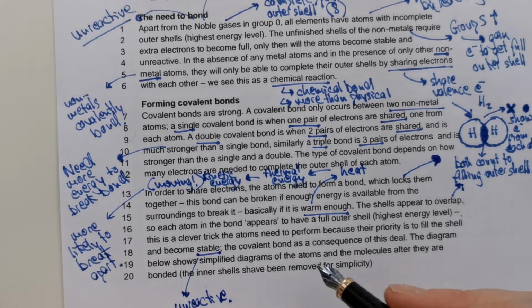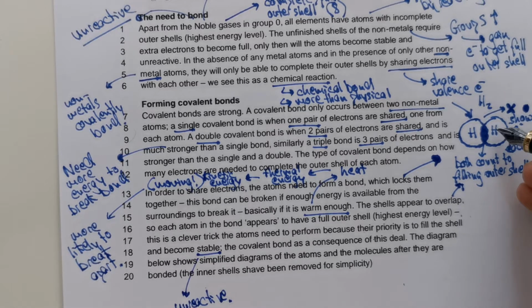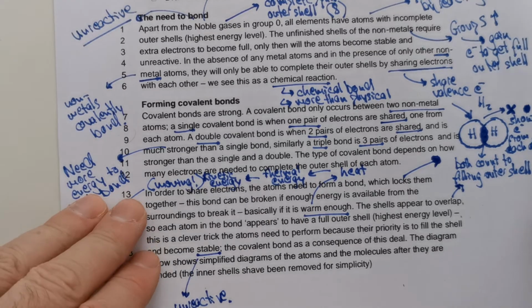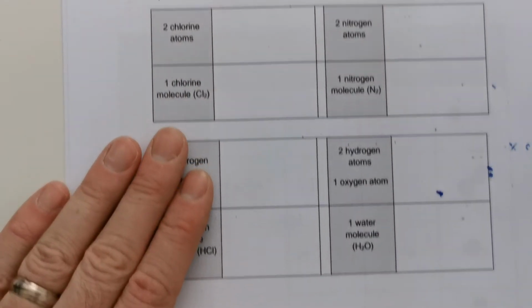Now the diagram below shows simplified diagrams of the atoms and the molecules they become. So, remember, our crossing over, our overlap, is where our electrons go. So if we now turn to the next page to see a couple of examples and go through these examples together, you should be on page 6 now.